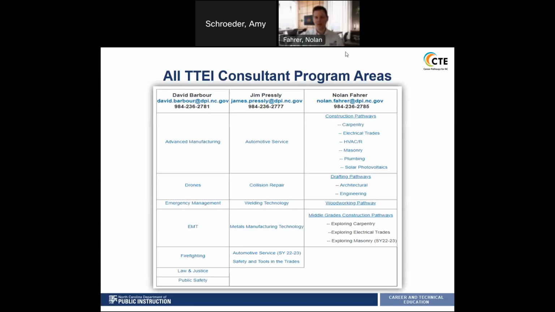First up, this slide shows our TTEI Moodle page that Jim, David, and myself, the 3 TTEI consultants, maintain. I didn't put all the courses because it's really long. I'll show you mine: I have construction, drafting, woodworking, and some middle grade pathways. Jim has auto, collision, and metals, and David has advanced manufacturing, drones, public safety, law and justice, firefighting, and EMT. So there are a lot of pathways that we cover.